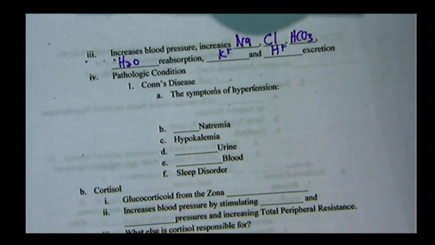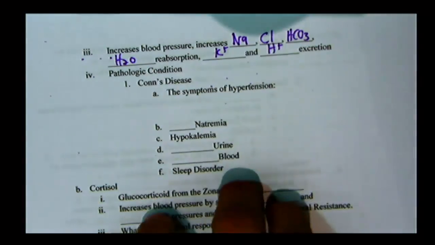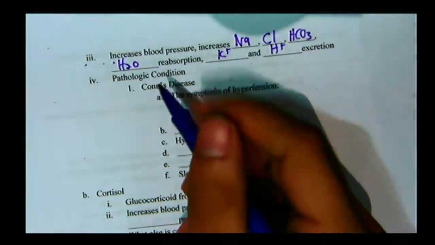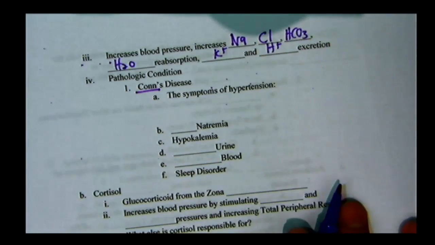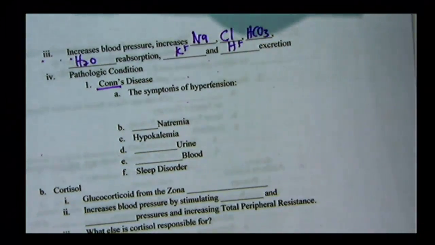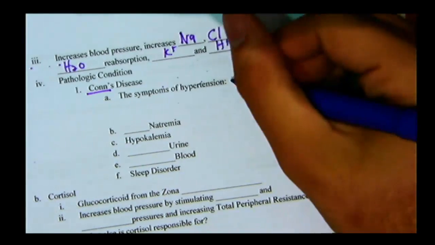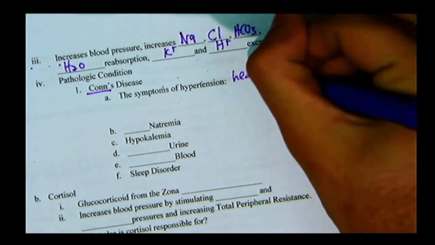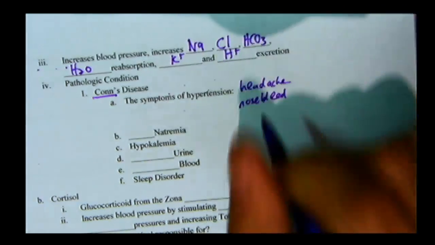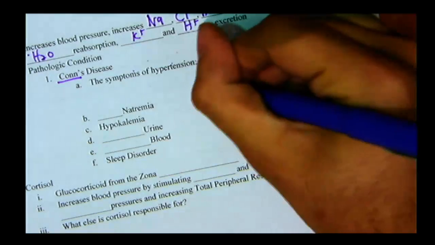So the symptoms of hypertension. So these are the symptoms she always puts. Do you guys remember what they are? Headache. What else? Nosebleed. Vomiting. I should have this memorized. Anything else? Nausea. Is there anything else? Yeah, it could be a sleep problem.